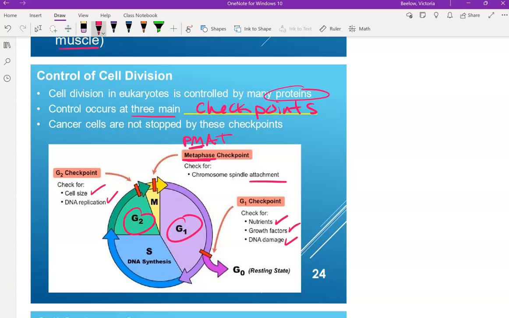Now, the thing is with cancer cells, the reason why cancer can be kind of challenging to deal with is cancer cells are cells that have been damaged, but they're not being stopped by these checkpoints. So you have a cell that's continuing to divide that's been damaged, and something's wrong with it. So you get this buildup of cells that are all damaged, which could lead to something like a tumor.